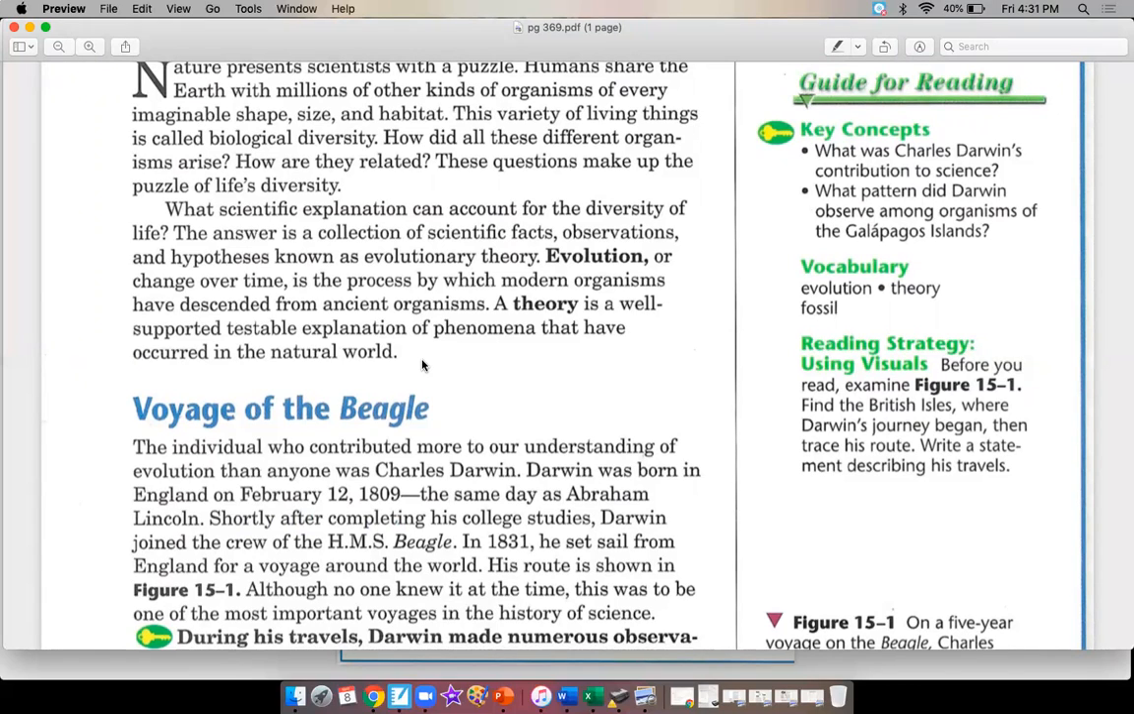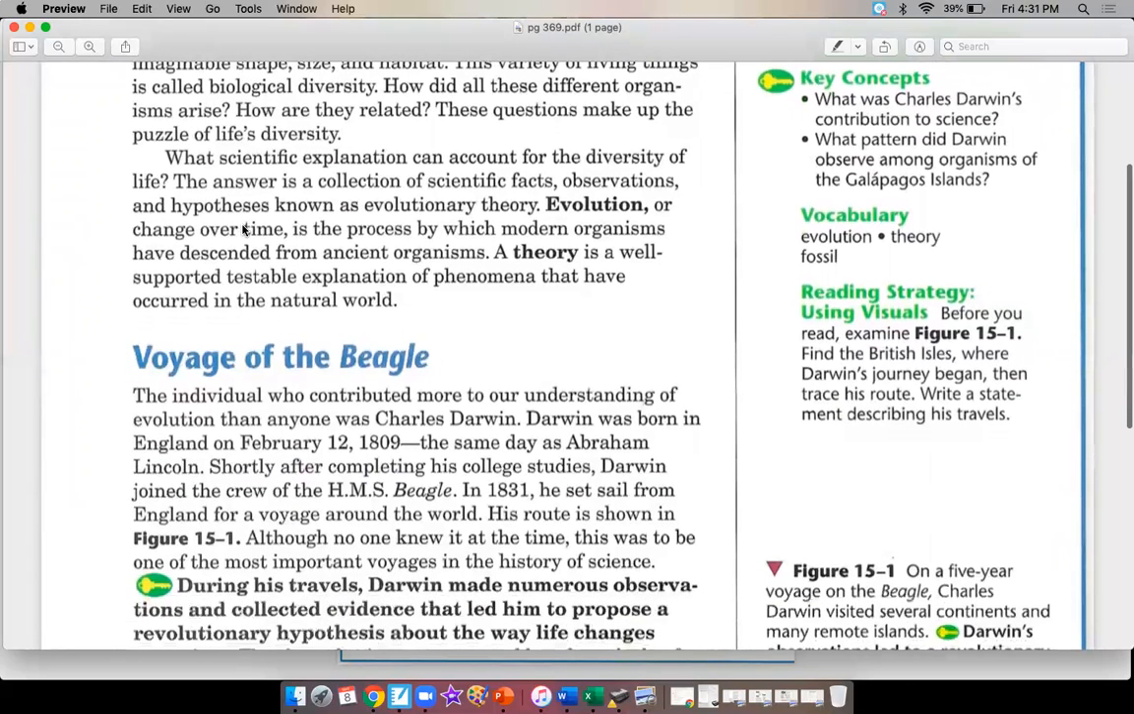The answer is a collection of scientific facts, observations, and hypotheses known as evolutionary theory. Evolution, or change over time, is the process by which modern organisms have descended from ancient organisms. A theory is a well-supported, testable explanation of phenomena that have occurred in the natural world.